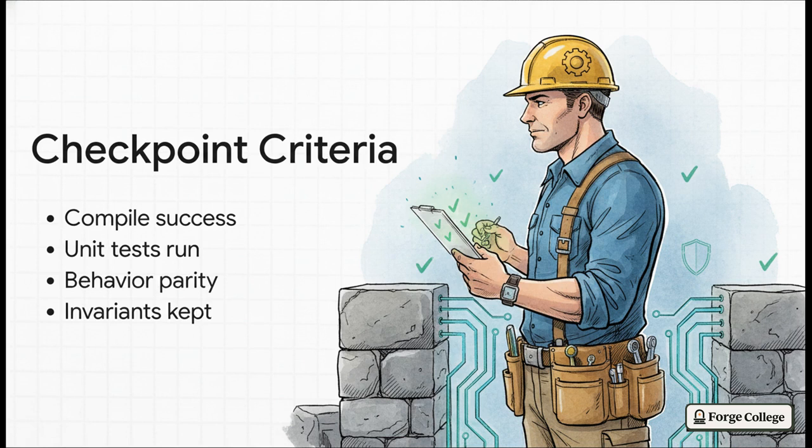Third, behavior parity is achieved. This means the exact same inputs are yielding the exact same outputs and errors as the Ethereum version. And fourth, state invariants are preserved. The authority stored actually matches the admin used during initialization. If all of these check out, the structural integrity of your port is rock solid.